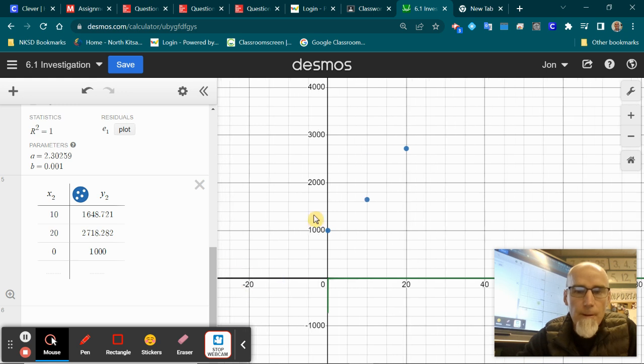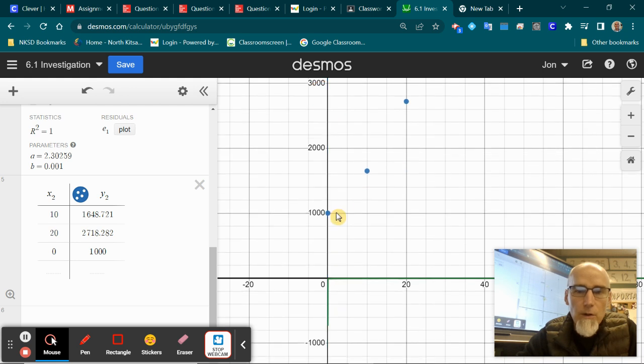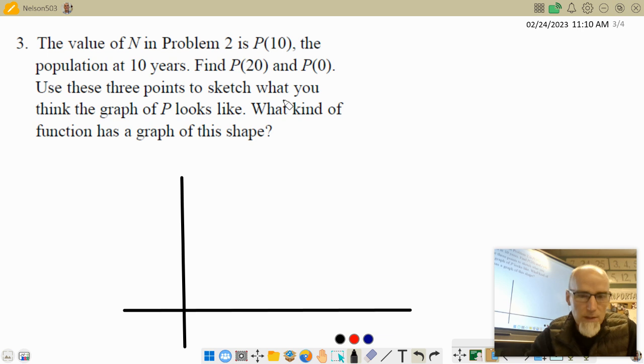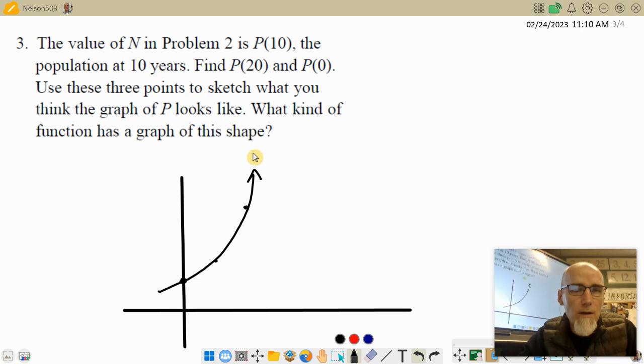What kind of function do we have here? Well, it looks like it's getting steeper over there. It looks like an exponential function to me. So to answer question number 3, we're supposed to sketch it. So what did we see? We saw a dot here, a dot here, and a dot up a little higher. So if we had to guess, we're thinking the function looks something like that. All right. So what kind of function has that graph shape? Exponential.